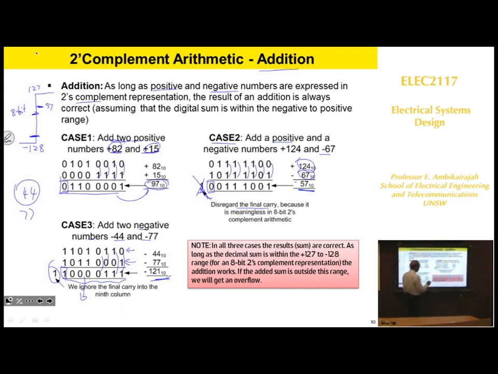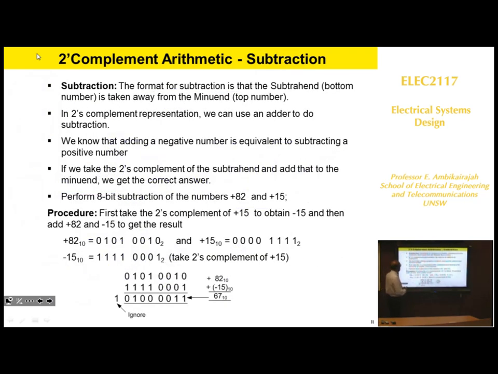So note in all 3 cases the results are correct. As long as the decimal sum is within that range, then the results are correct. If you're trying to add 126 and 126, which gives 252, it's outside the range. We'll come back to that.